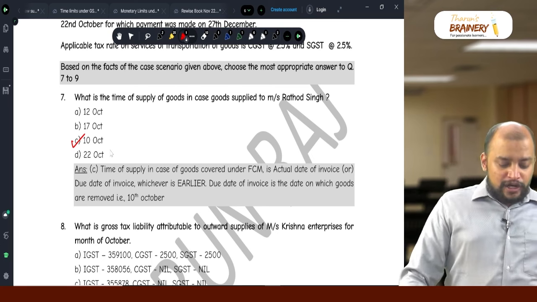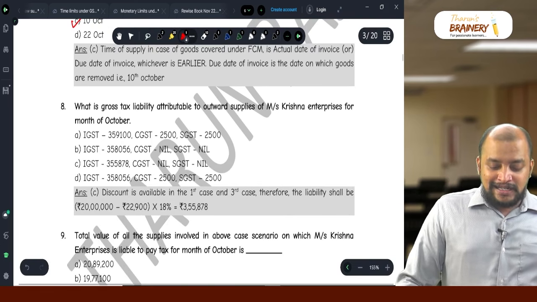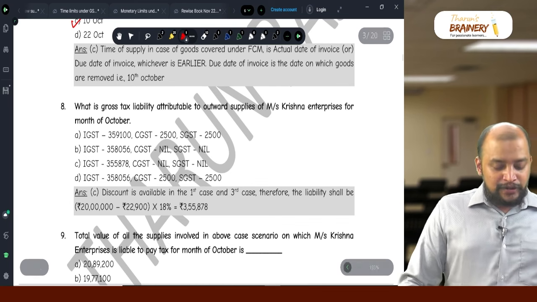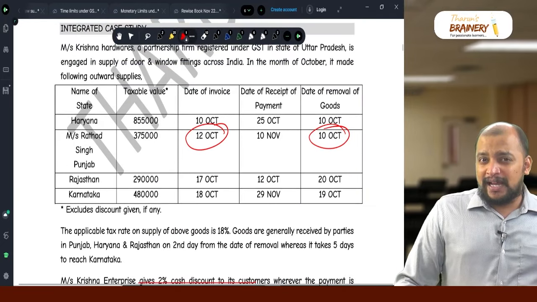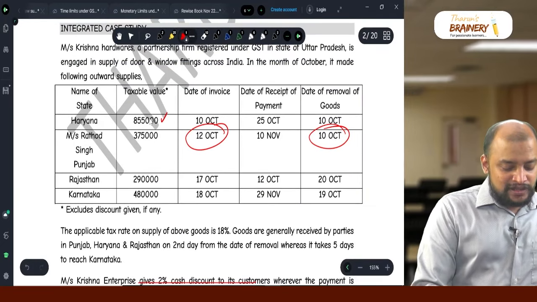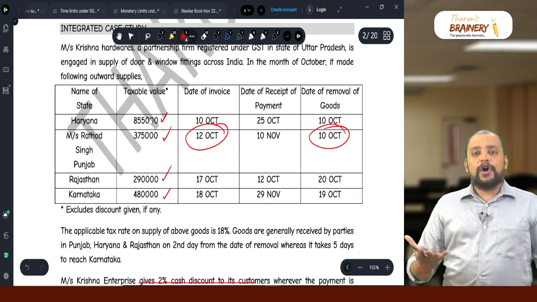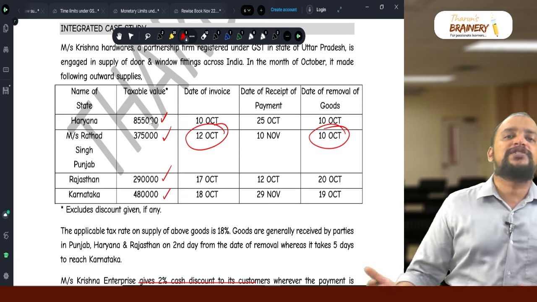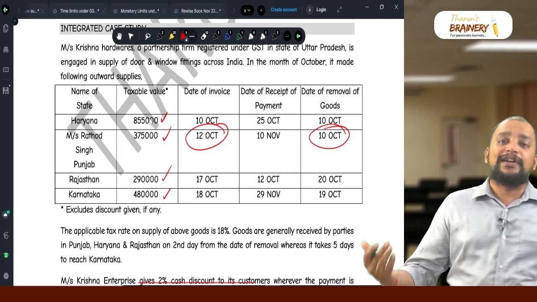And then what is the gross liability attributable to outward supplies of Messrs. Krishna Enterprises for the month of October? Just the outward supplies. Okay, so first we need to see the discount part. Because outward supply, if you take 8,55,000, 3,75,000, 2,90,000, 4,80,000, so on that we need to pay GST, no doubt, but there is a discount. So even though it is a post supply discount, because they give the credit note immediately, that will lead to reduction in liability.